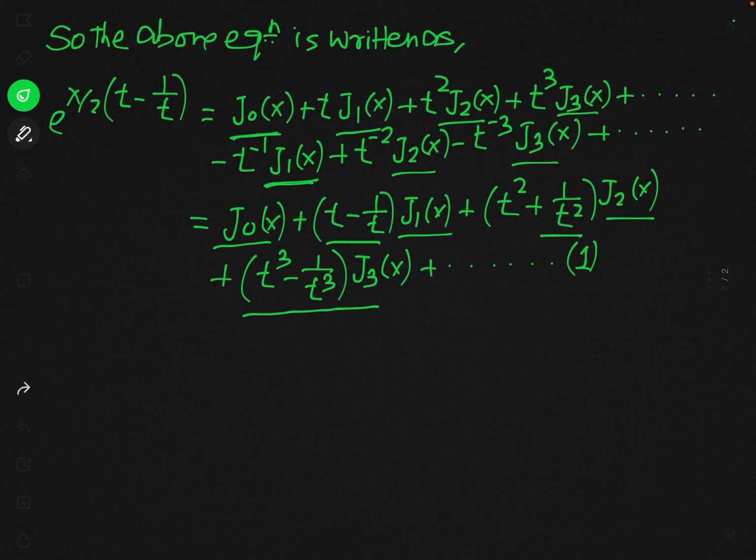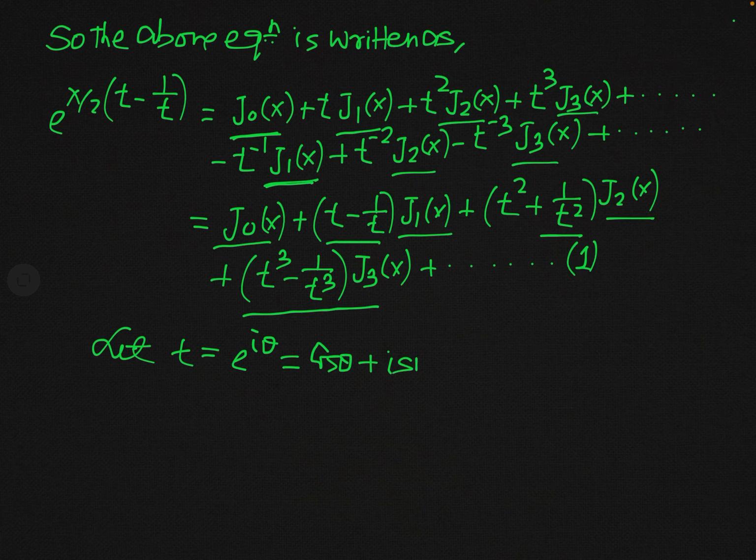Now to simplify this RHS of equation 1, let us put t equal to e to the power i theta. Let us put it, and you know e to the power i theta is equal to cos theta plus i sin theta. You know it.